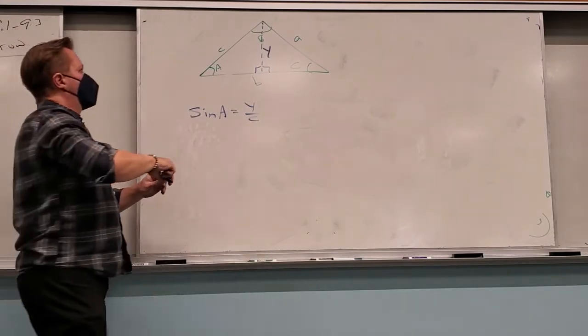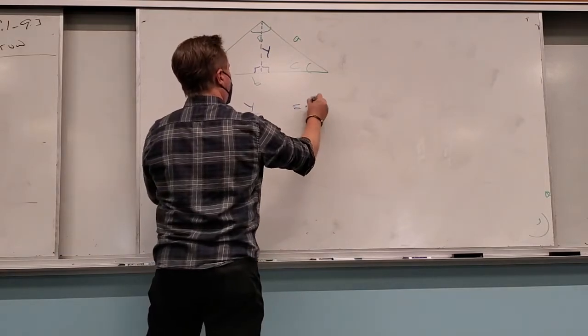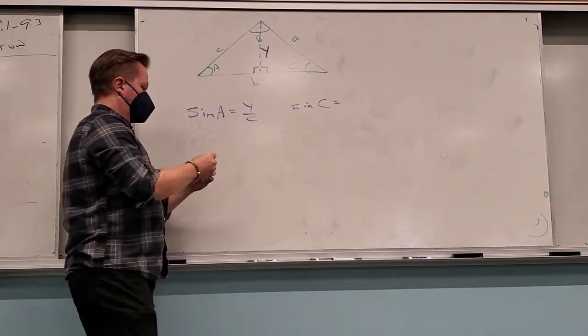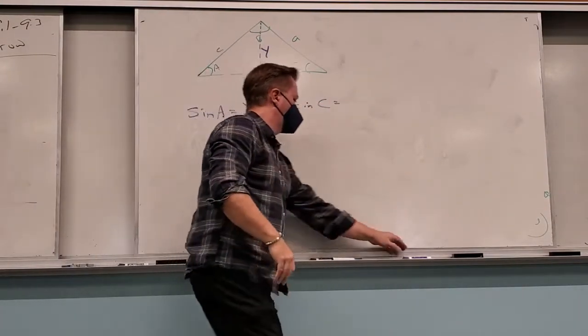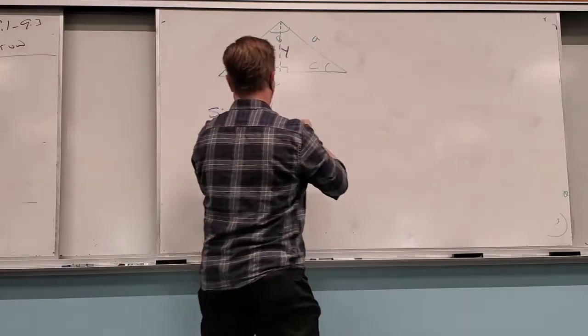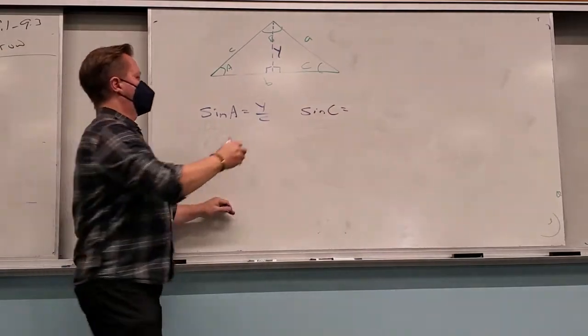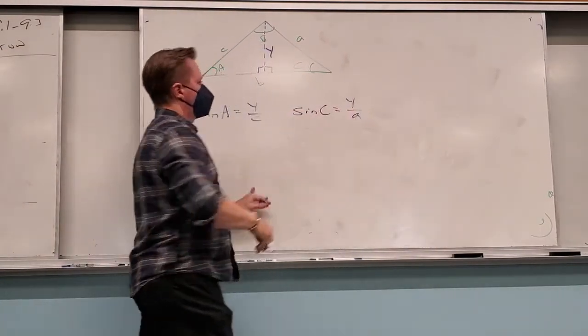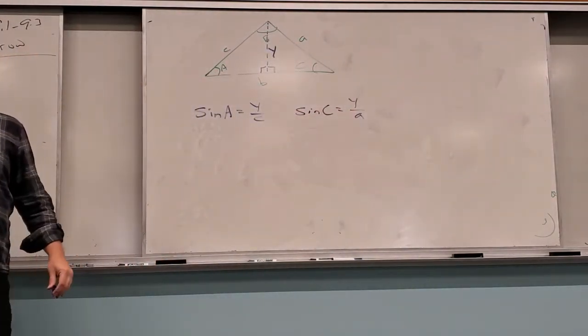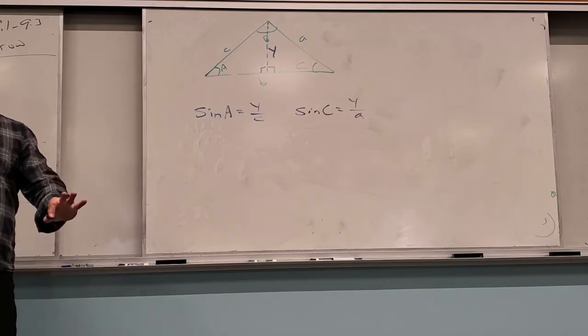Okay. And what's sine of C? Now, which triangle are we looking at? I'm sorry, blue is down. What's sine of C? Same way. Y over A. Do those two share anything? Why? I love it. Now watch this. Watch.